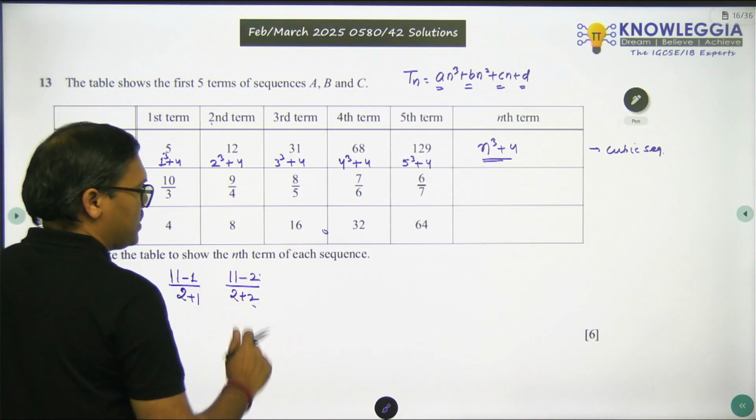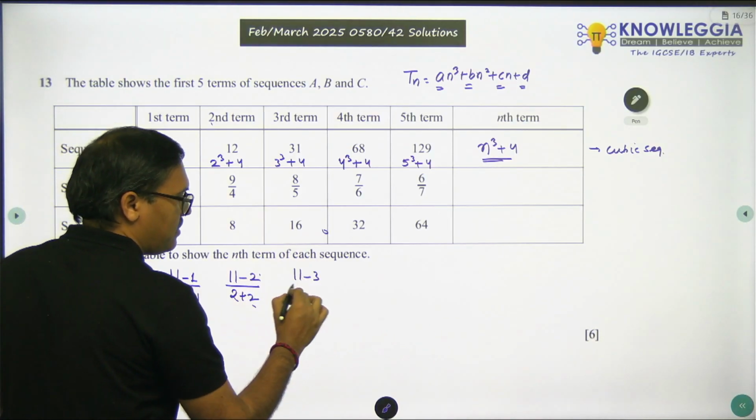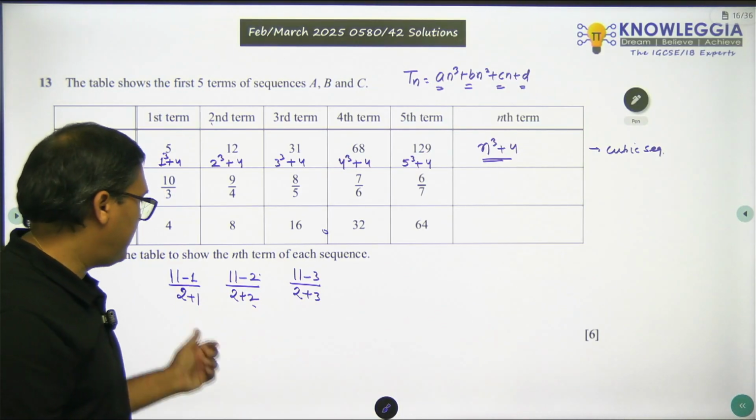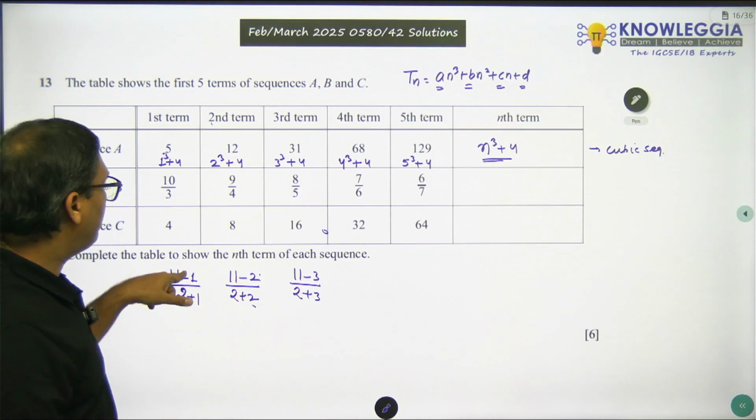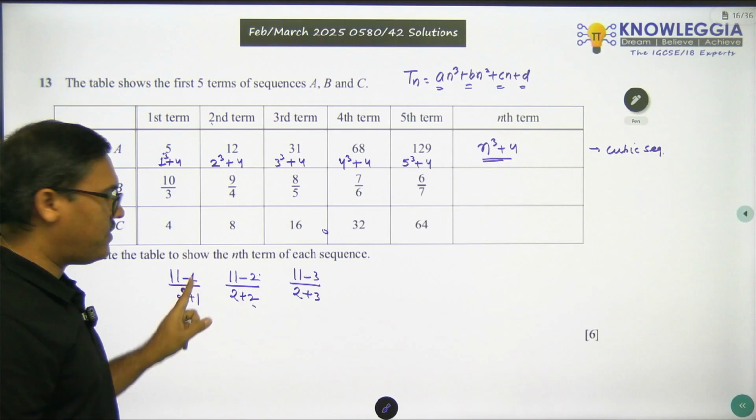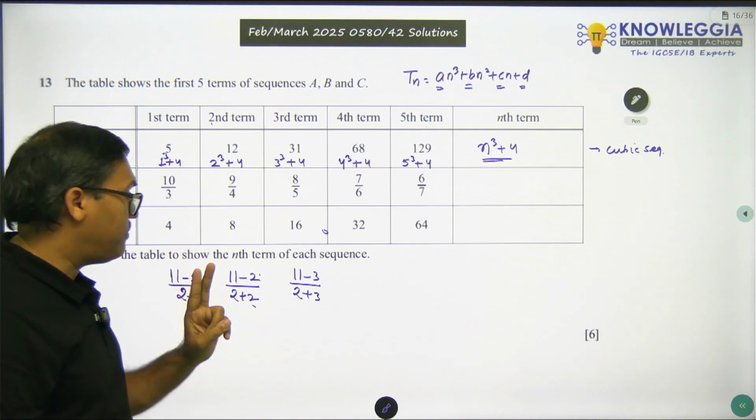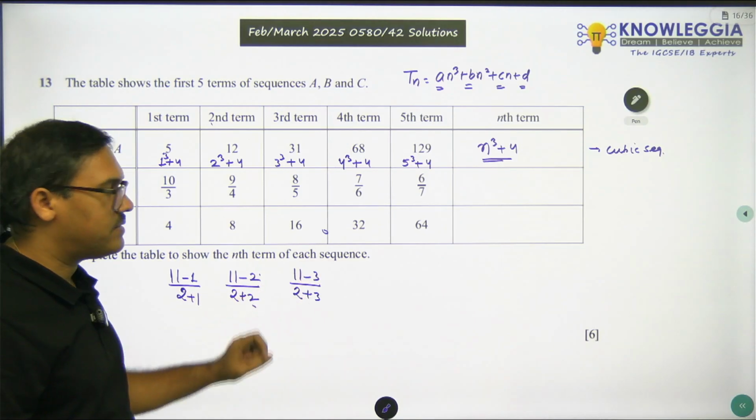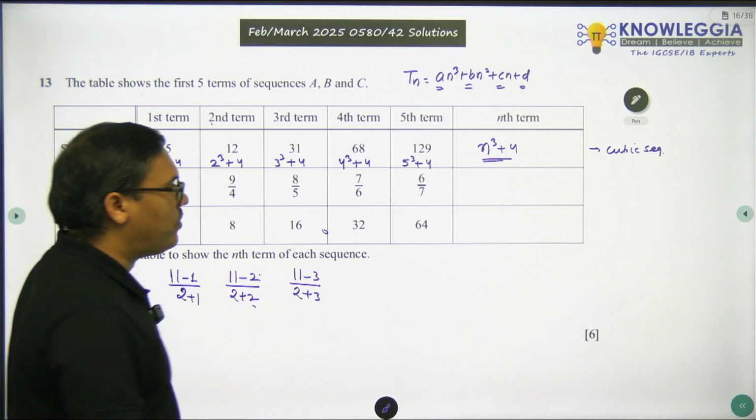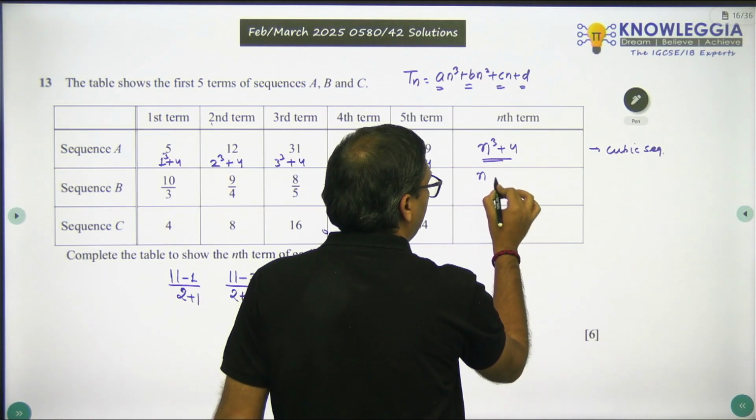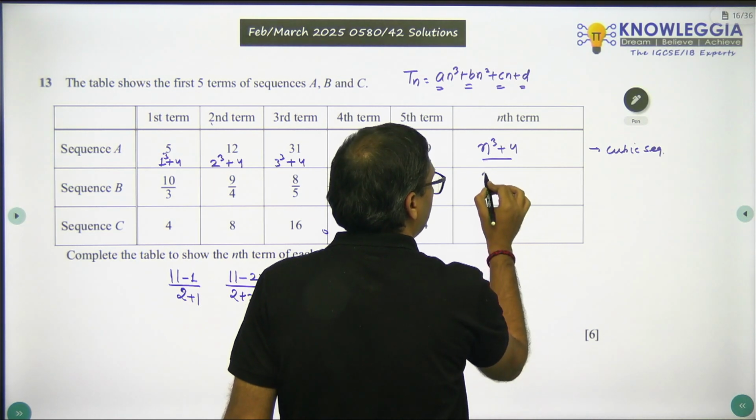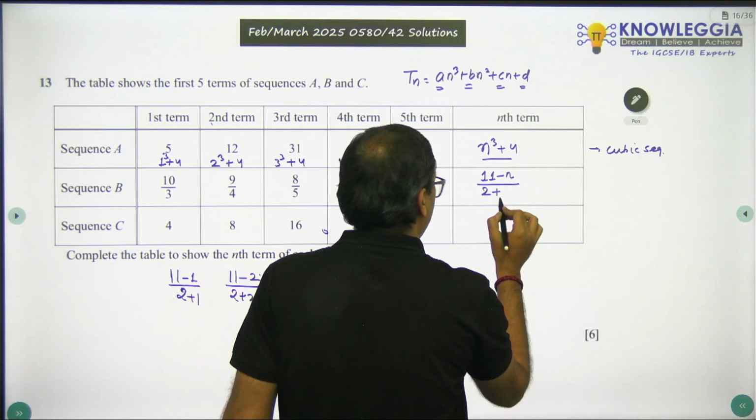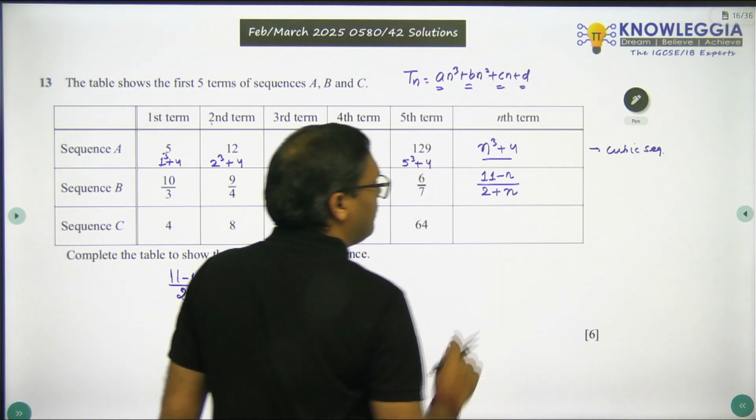Now just try this one. So this is 11 minus 3, and this is 2 plus 3. So I hope you can easily understand this. What is the pattern here? For the first term, this is 11 minus 1 upon 2 plus 1. For the second term, this is 11 minus 2 upon 2 plus 2. For the third term, this is 11 minus 3 upon 2 plus 3. So for nth term, can I say this is 11 minus n upon 2 plus n. So I hope this is clear.